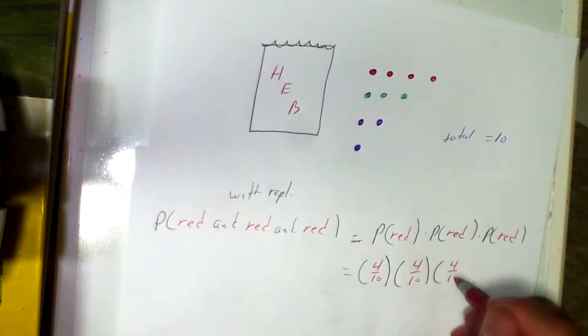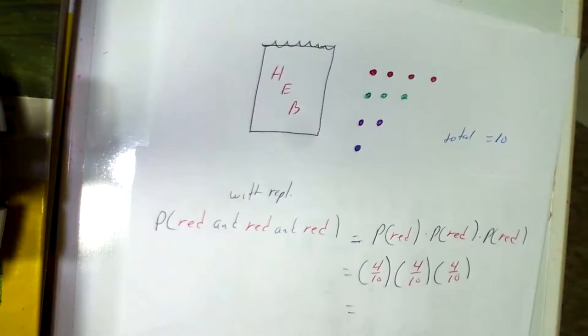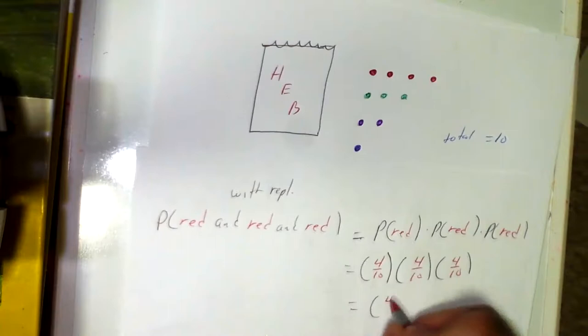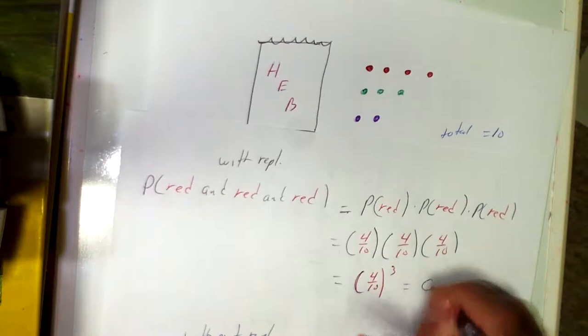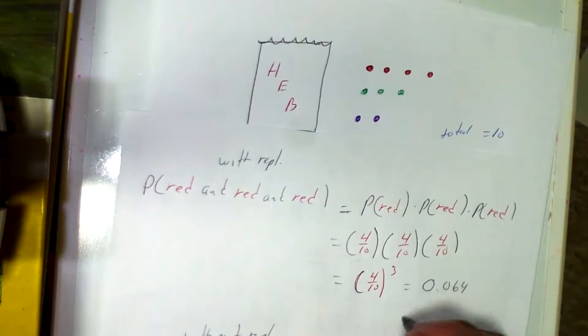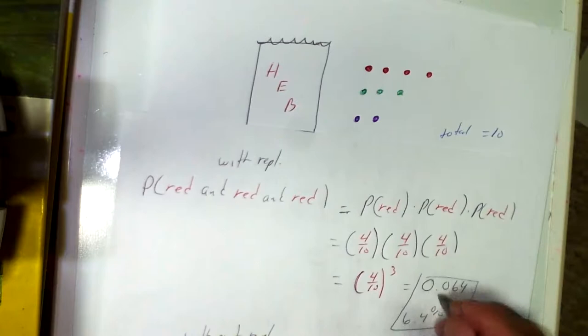Now you can type in 4 out of 10 raised to the third if you want, or you can type it in just as it is, right? I did 4 out of 10 raised to the third. So I got 0.064, or this would be 6.4%.